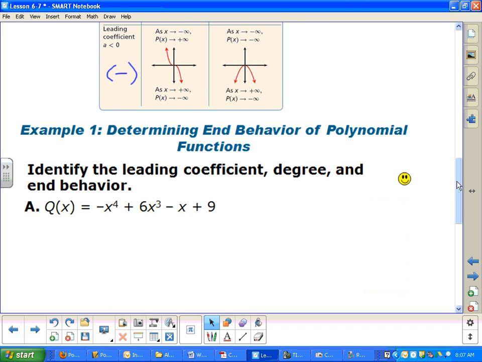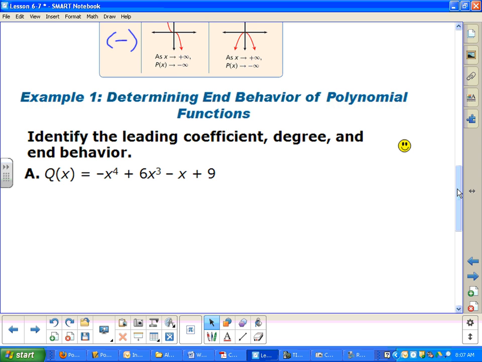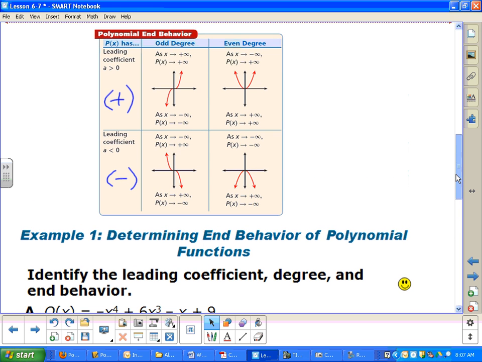All right. So here they want us to identify the leading coefficient, the degree, and the end behavior. And when it says to identify the end behavior, all we're going to do basically is write what they have in one of these four boxes, depending on the situation we have.